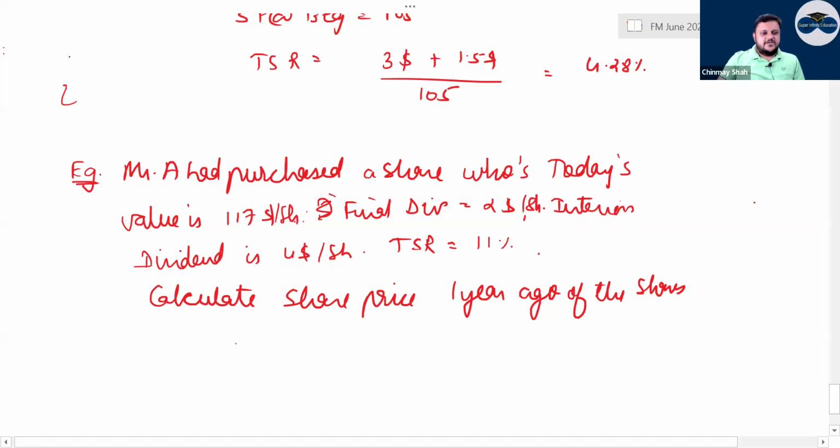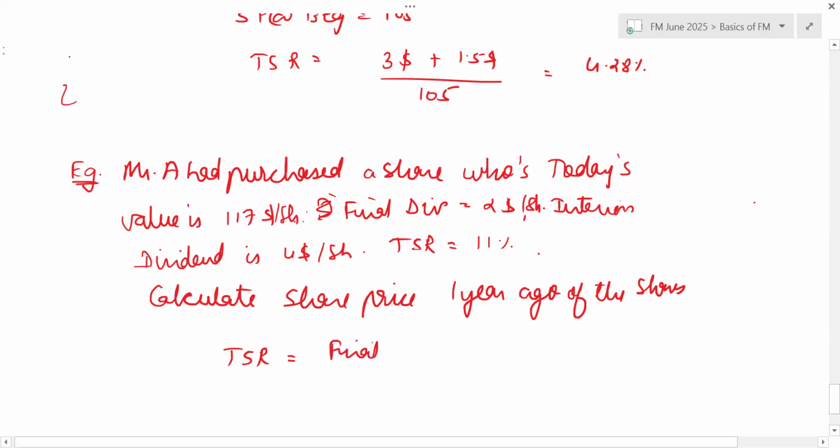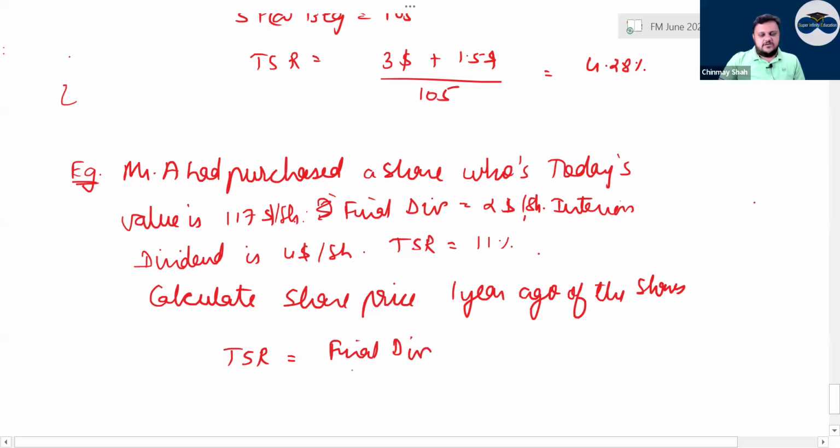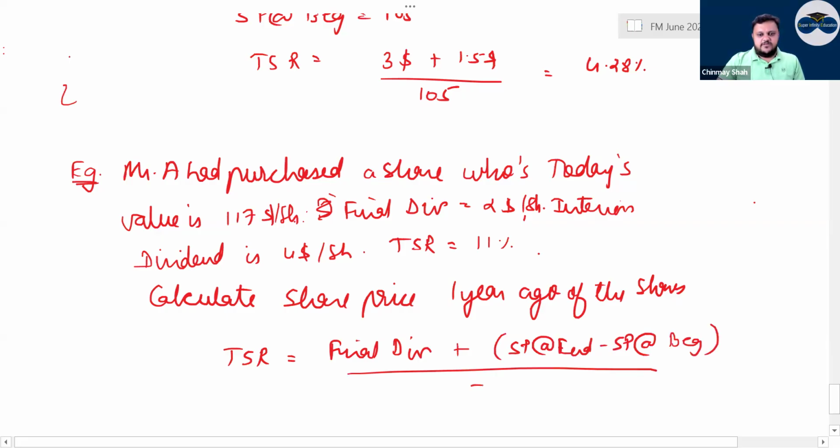How will you do the calculation? TSR is given to you. How much is TSR? 11%. When you say formula: final dividend plus share price at end minus share price at beginning, the whole divided by share price at beginning. First decide what you want to find. TSR is given, 0.11 or 11%. Correct?